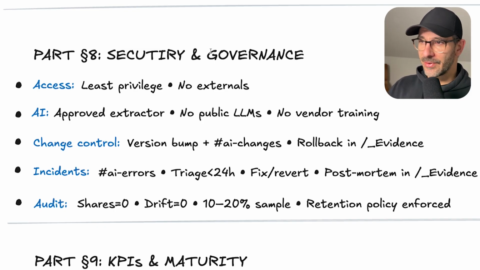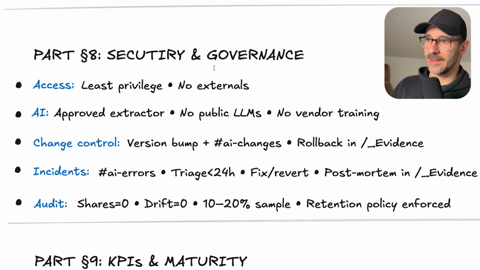Change control. Every version bump gets a one-line reason and the initials of who did it. Post changes in a channel. And rollback means pulling the last good version from the evidence. That's why you need them versioned, so when one fails, you can quickly roll back.